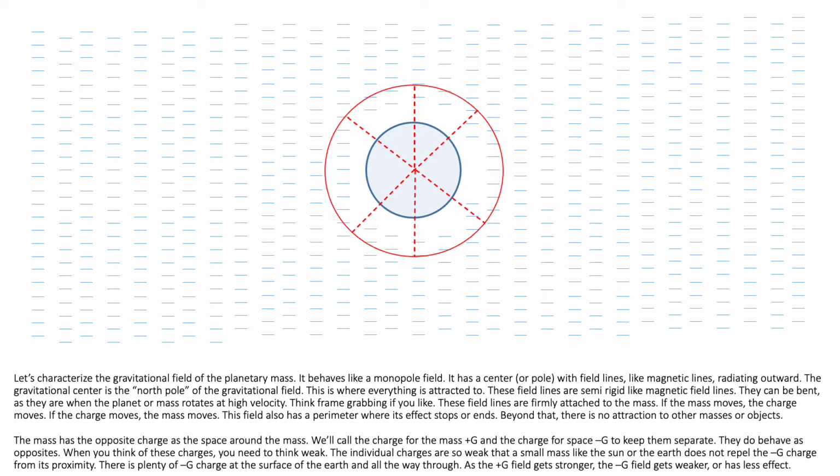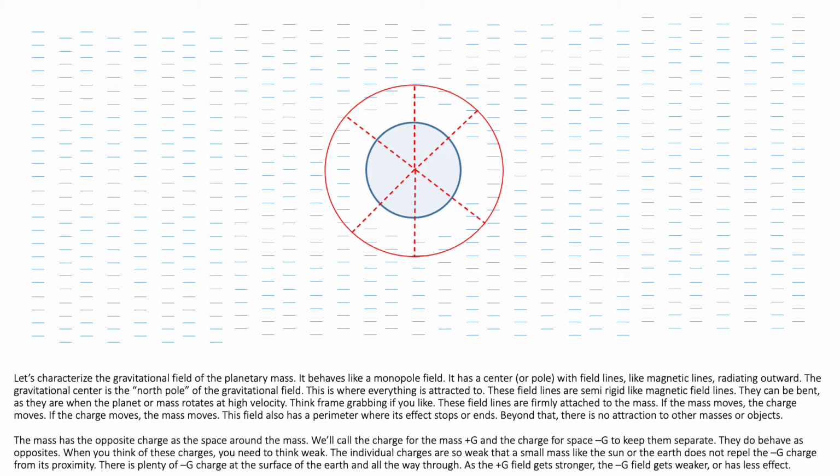Let's characterize the gravitational field of the planetary mass. It behaves like a monopole field. It has a center, or pole, with field lines, like magnetic lines, radiating outward. The gravitational center is the north pole of the gravitational field. This is where everything is attracted to. These field lines are semi-rigid like magnetic field lines.